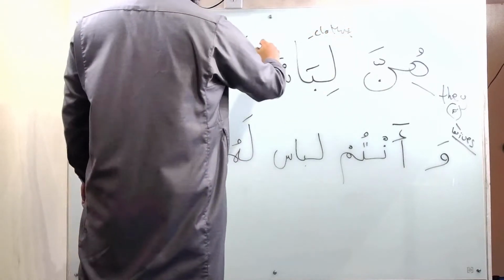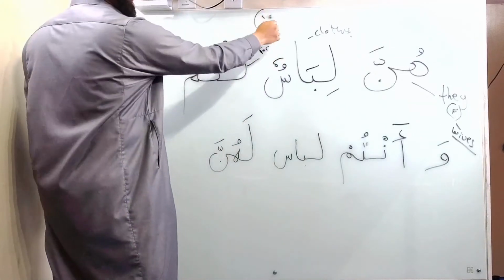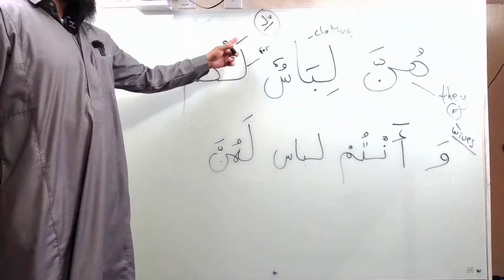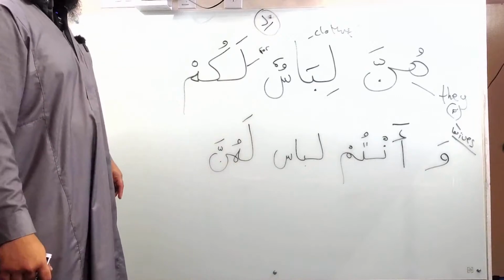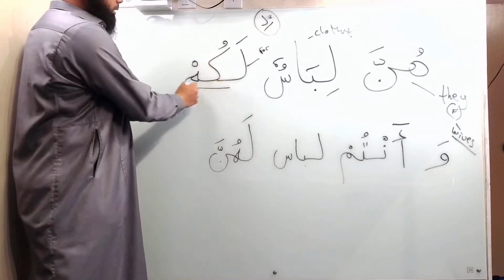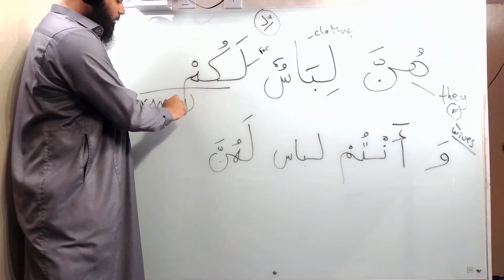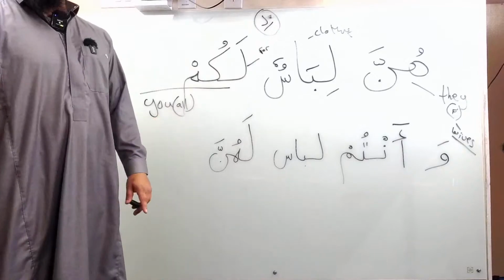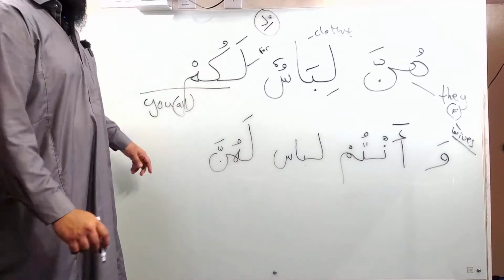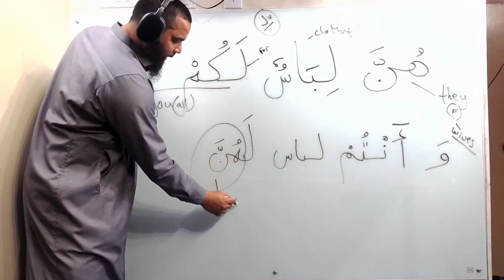La is for. This la is the li. The la and the li are the same thing. Sometimes you put la, sometimes you put li, depending on what flows easier. Kum is you all. It's not mentioned there. And then you have lahun, for them. There is hunna, they, and then you have lahun, for them.